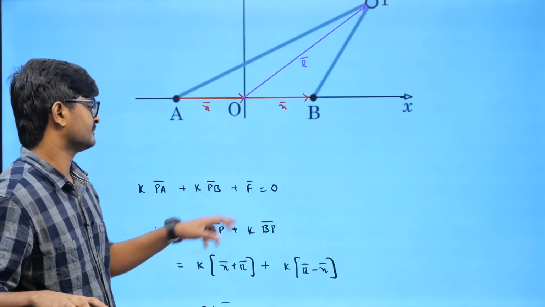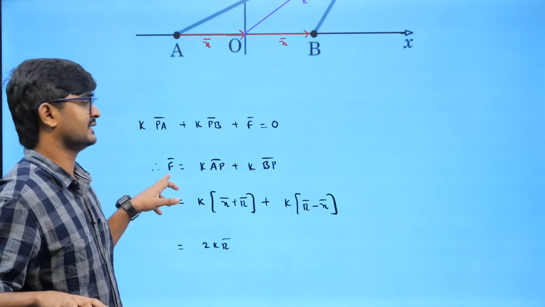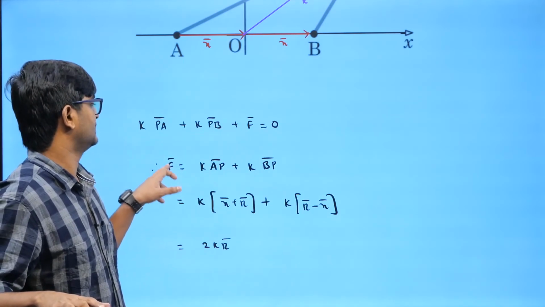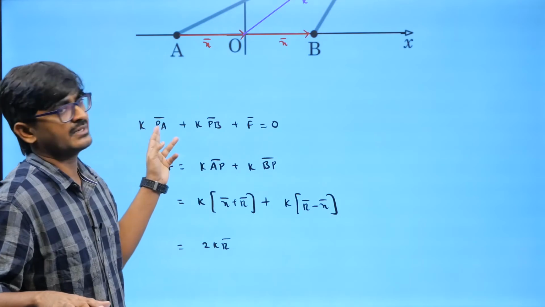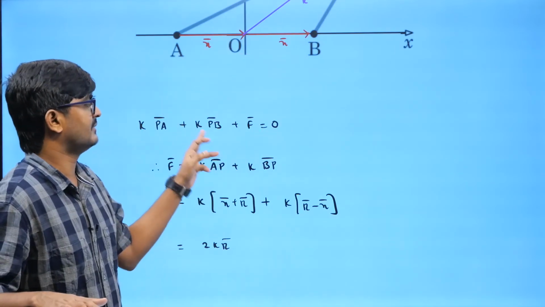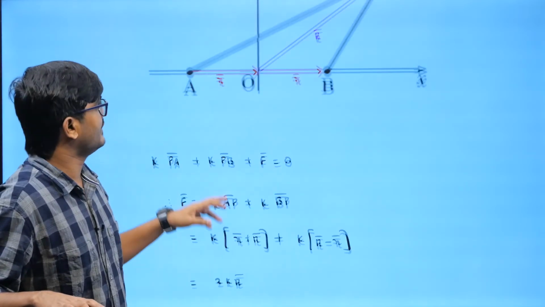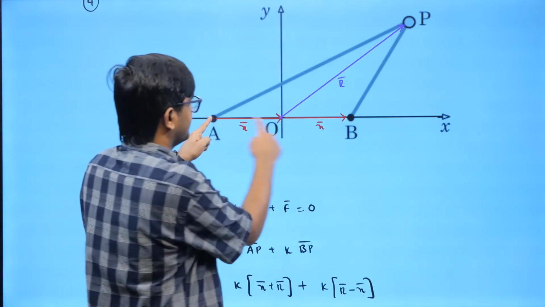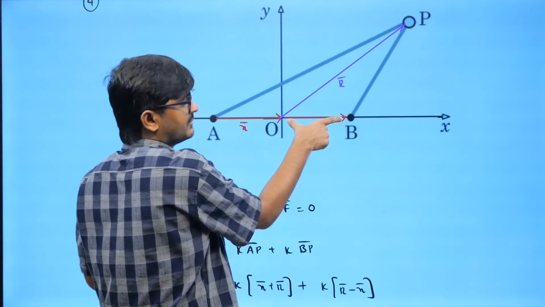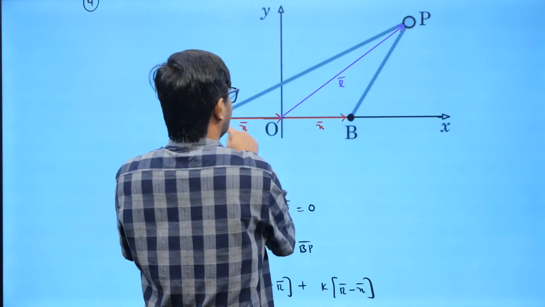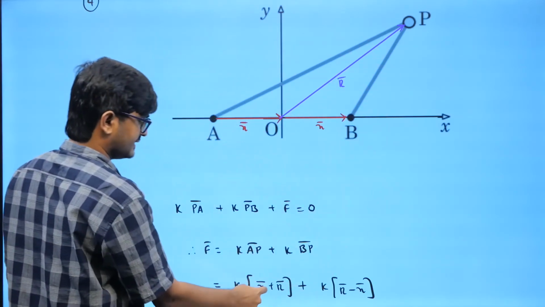So I need to find the net force, because that is given in the question, right? I am trying to take this one to the right hand side. So this PA bar will turn out to be AP bar, and this PB bar will turn out to be BP bar. Now AP bar in this figure, I am assuming this as X bar and this as R bar. So if this is X bar, this one is also X bar, right? So AP bar is X bar plus R bar.